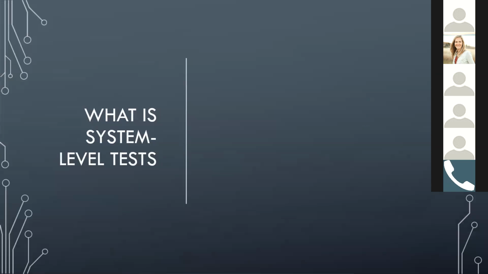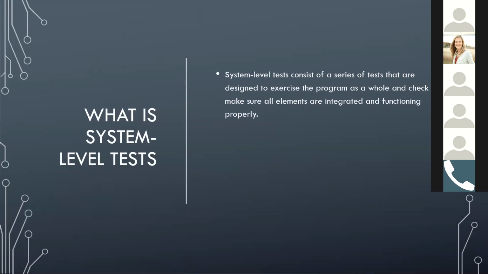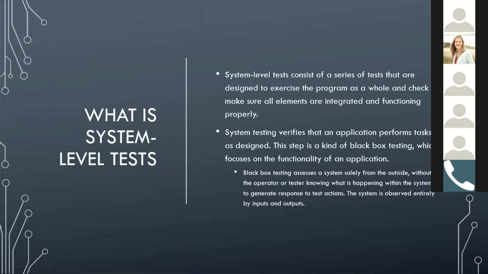So what is a system level test? System level tests consist of a series of tests that are designed to exercise the program as a whole and to check to make sure all elements are integrated and functioning properly. System testing verifies that an application performs tasks as designed. This step is a kind of black box testing which focuses on the functionality of an application.